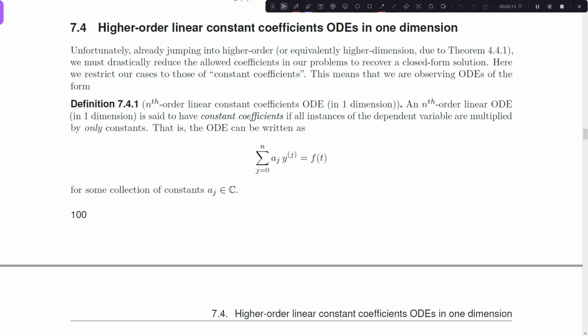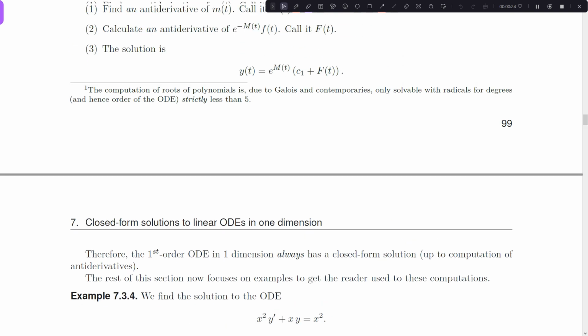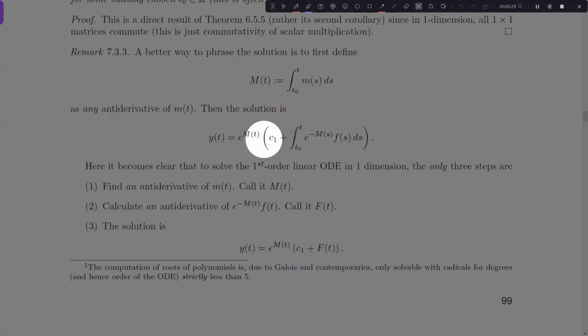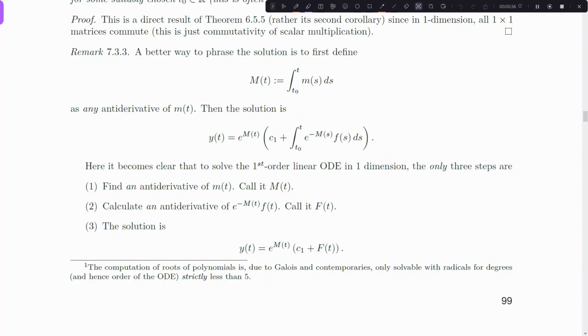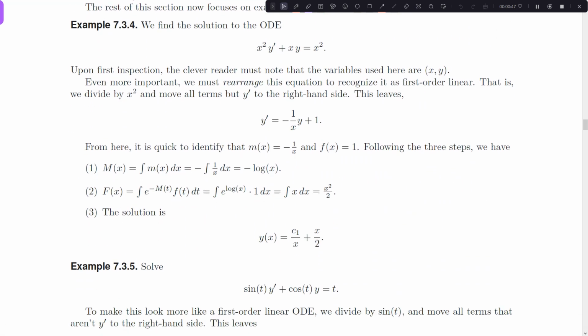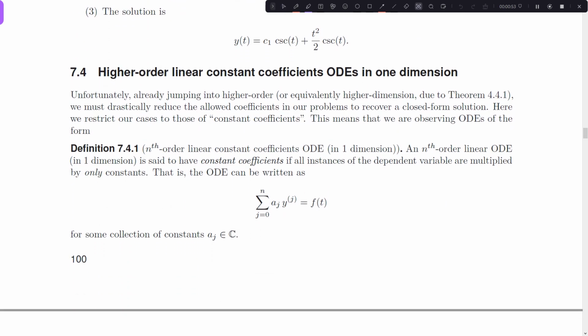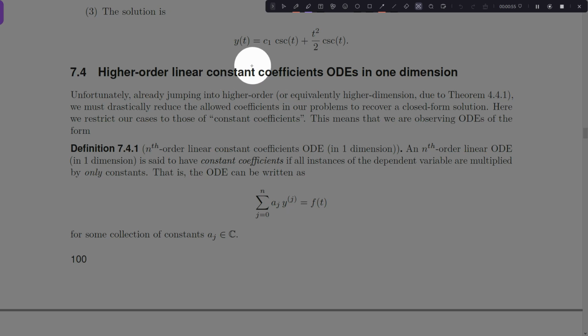Okay, welcome back. We are moving on to section 7.4, where all of a sudden, in section 7.3, our lives were easy because we can actually perfectly calculate the solution up to taking some antiderivatives of capital M and then another antiderivative against the inhomogeneous term. We can perfectly calculate the solution to any first order ODE evolving in one dimension. But when we get to higher order ODEs, we can't do that anymore. So we take some subsets, and the first subset that we're going to look at is called constant coefficients.